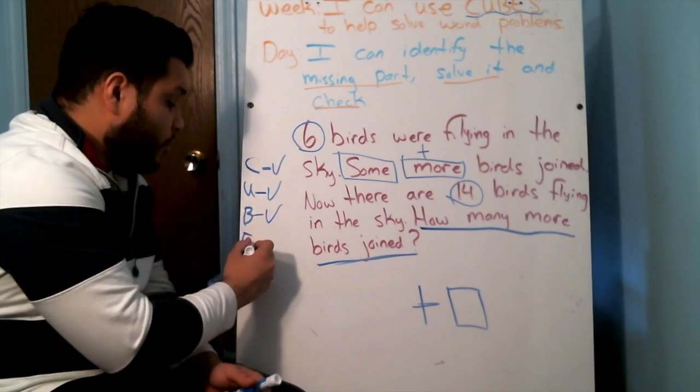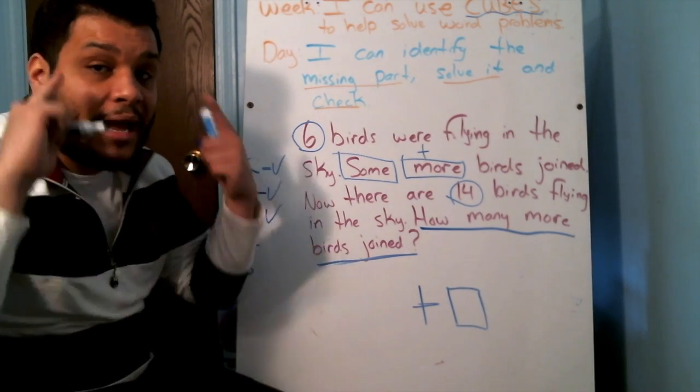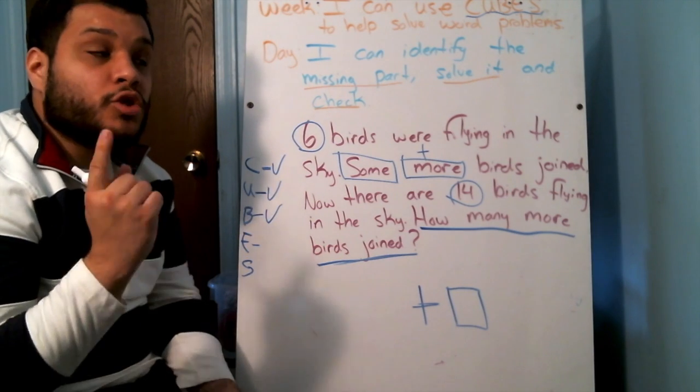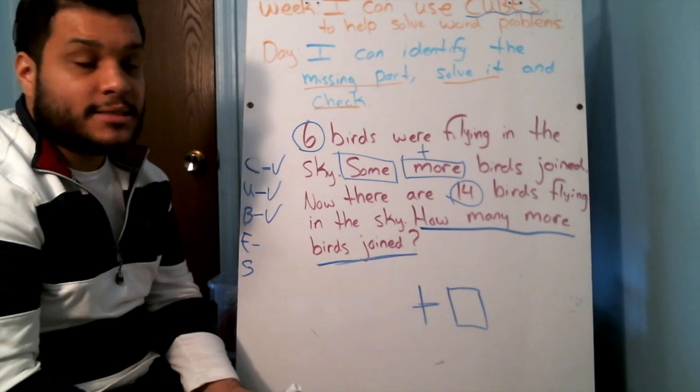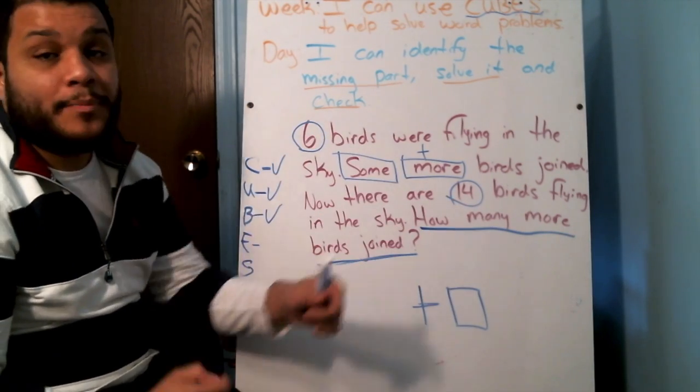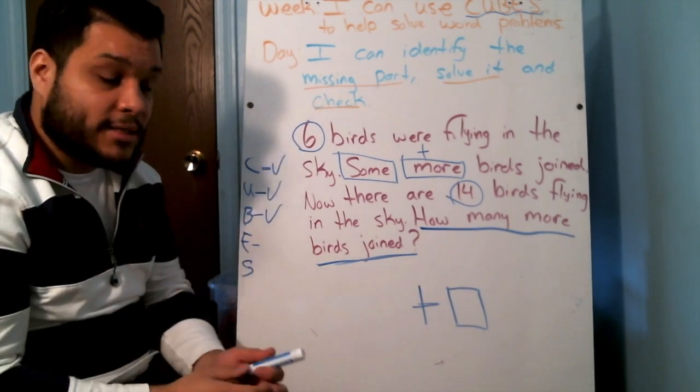Next thing that I want to do is evaluate. So when I'm evaluating, I'm thinking about what my strategy is going to be, and I'm also thinking what my number sentence is going to look like. I'm also identifying the numbers and putting them in their correct position.